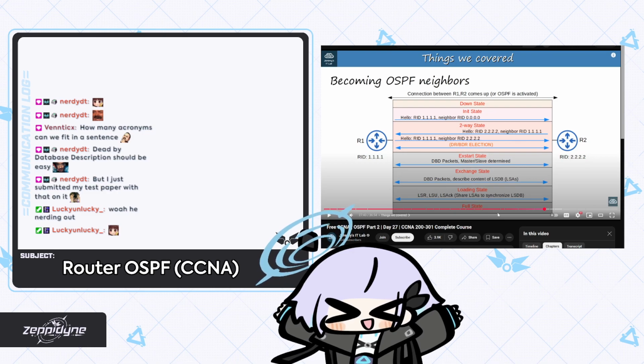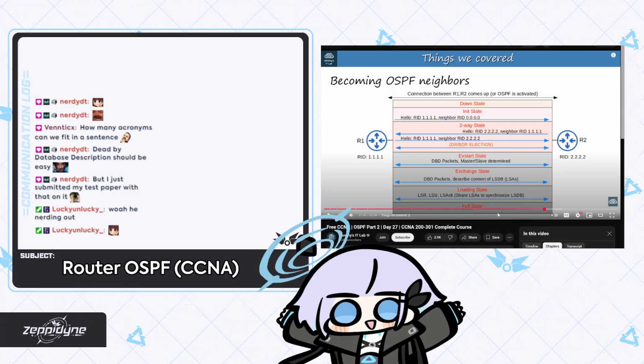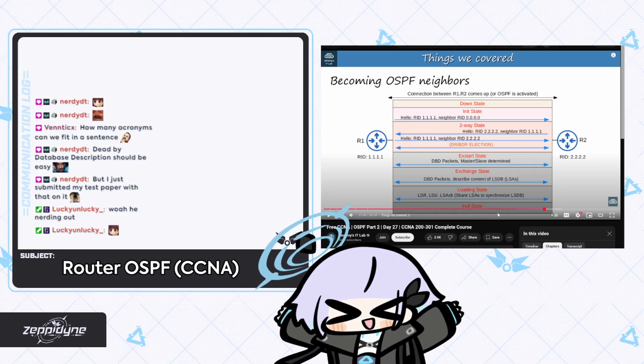Down, init, two-way, DR/BDR, that one's optional. Xstart, exchange, loading, full state.